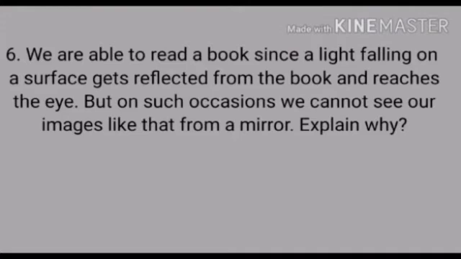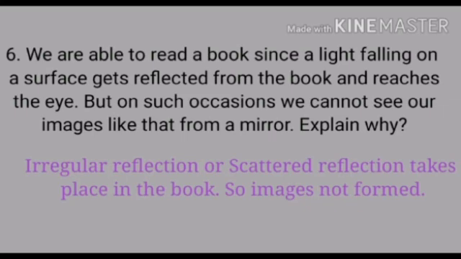We are able to read a book since light falling on a surface gets reflected from the book and reaches the eye. But on such occasions, we cannot see our images like that from a mirror. Explain why. Here, a scattered reflection is taking place. That means an irregular reflection takes place in the book. That is why no image is formed, or we can't see our image like that from a mirror.